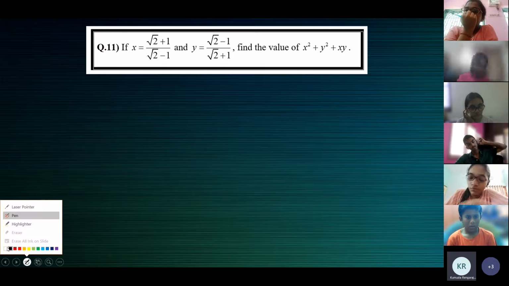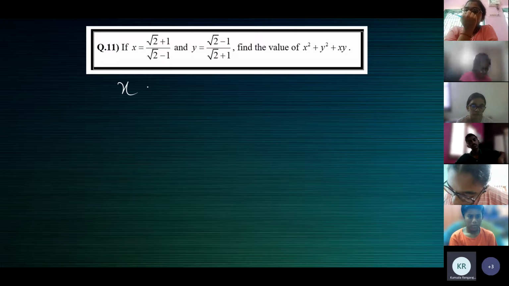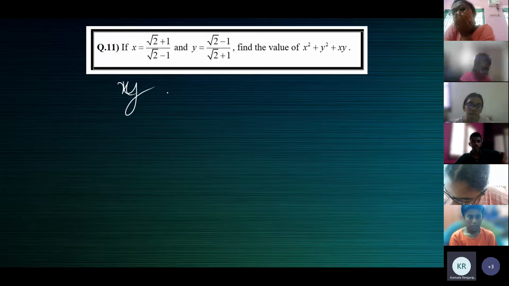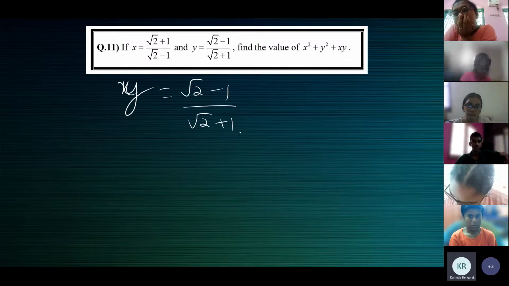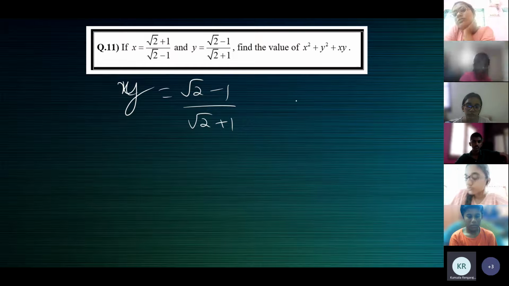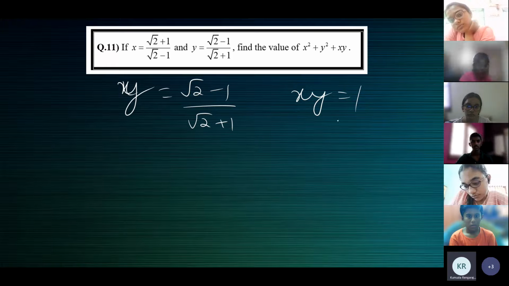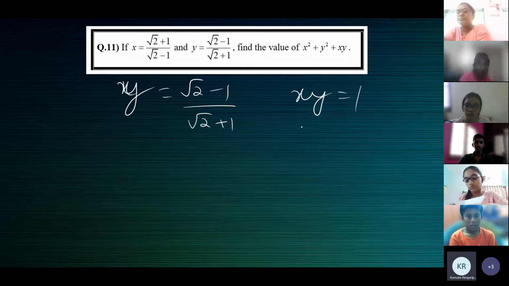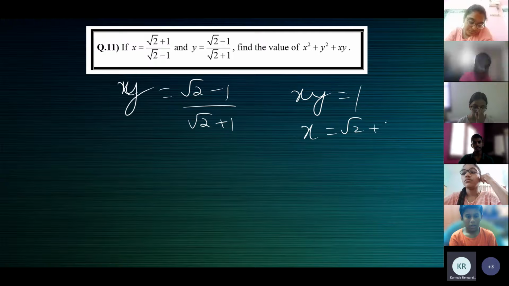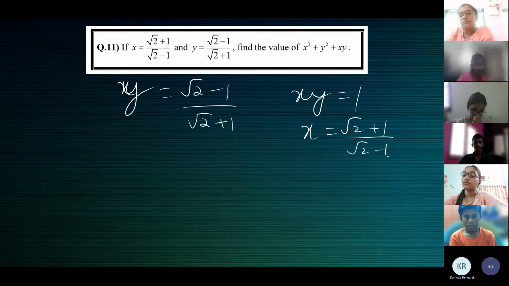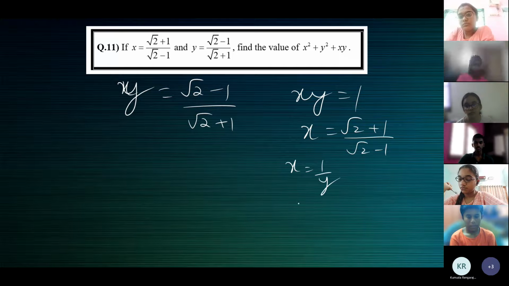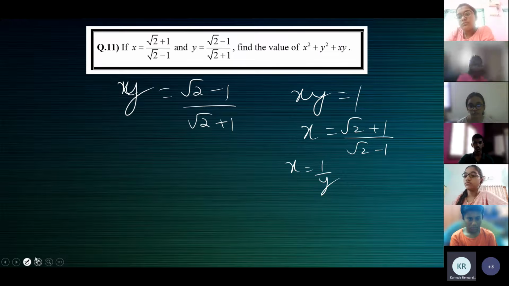Or instead of giving you straight away like this, they'll give you x alone, or they'll give you y alone. They'll give you only y, and they'll not give x. Instead, they'll say xy is equal to 1. So you should understand that since x and y are reciprocals of each other, x is equal to root 2 plus 1 by root 2 minus 1. Or they'll give x is equal to 1 by y. So these are the different ways of saying that x and y are reciprocals of each other.